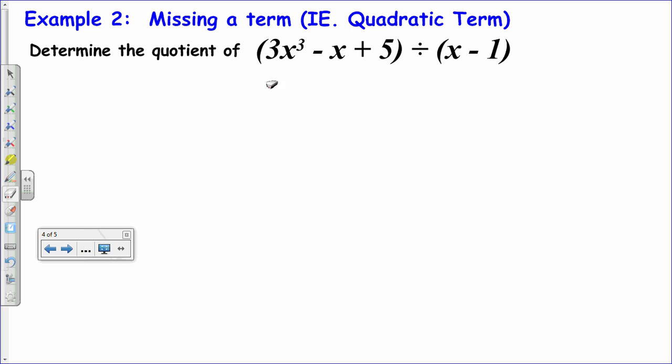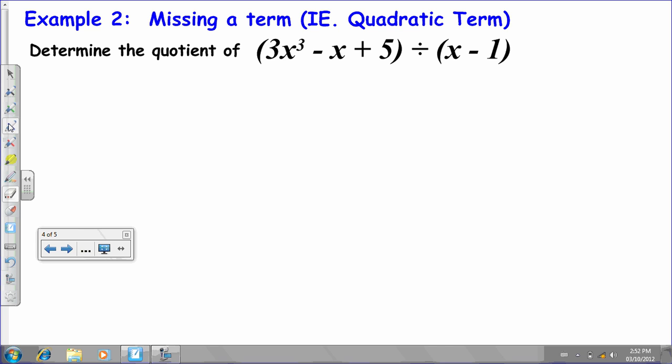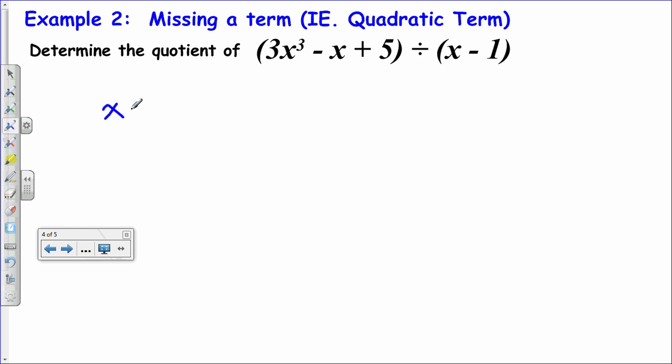Okay, here's the next example. Example 2, missing a term. So if you take a look at the dividend here, we have 3x cubed minus x plus 5, so it's actually missing the quadratic term. So just the point of this example is, how do you write it when there's a missing term?